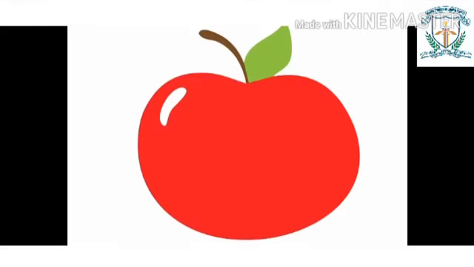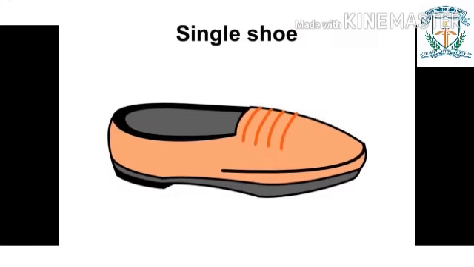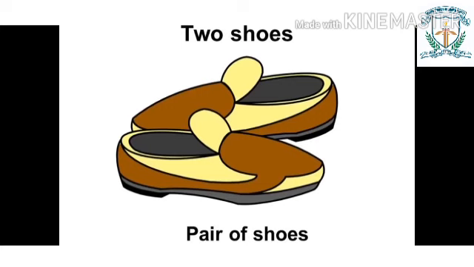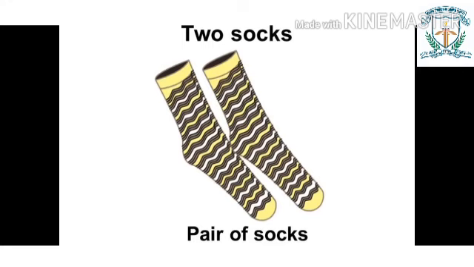You know, when we have only one thing, we call it single. Like when we have only one shoe, we call it single shoe. Or when you have only one sock, we call it single sock. But when we have two shoes, we call it a pair of shoes. Two socks are called a pair of socks. We always wear shoes and socks in a pair, not single.